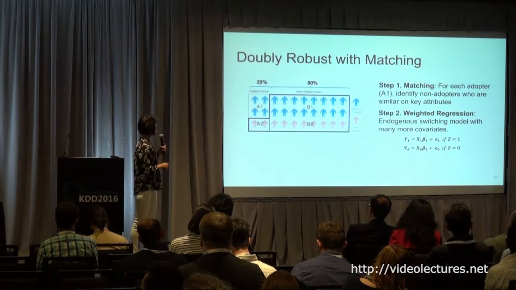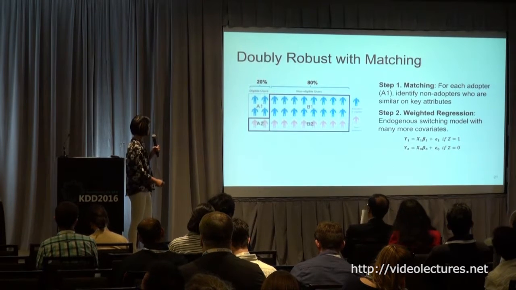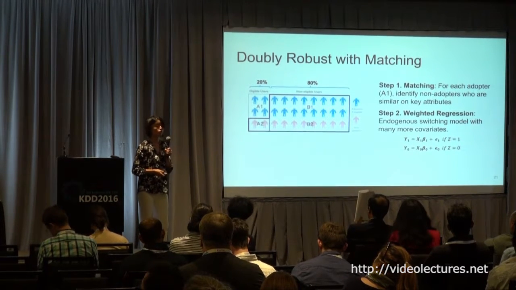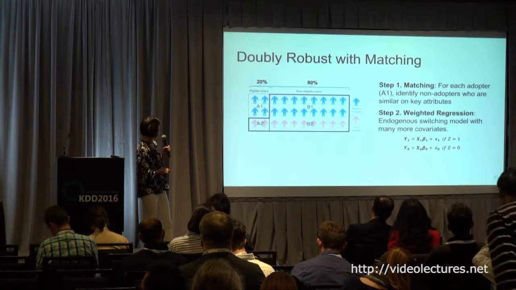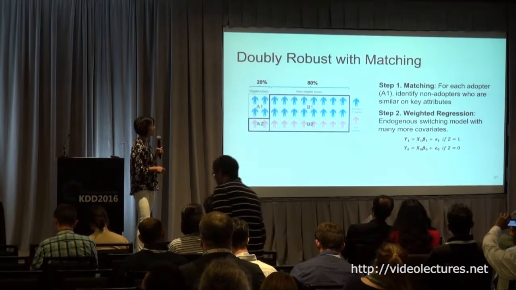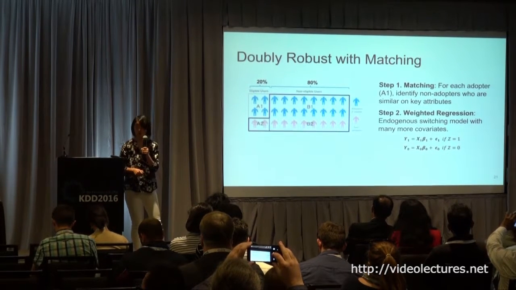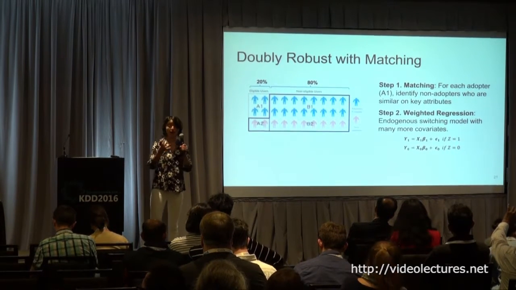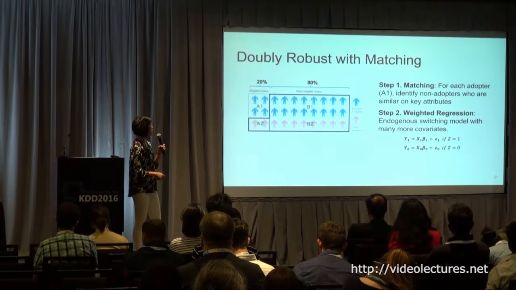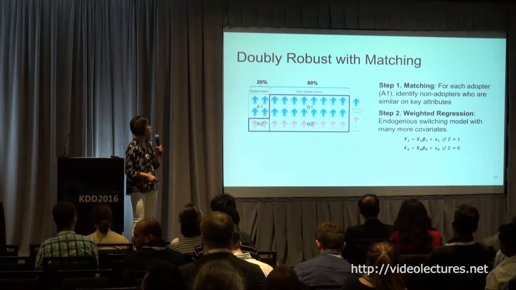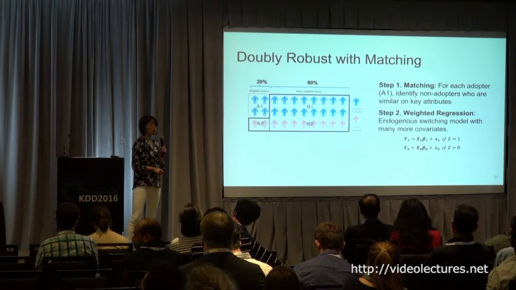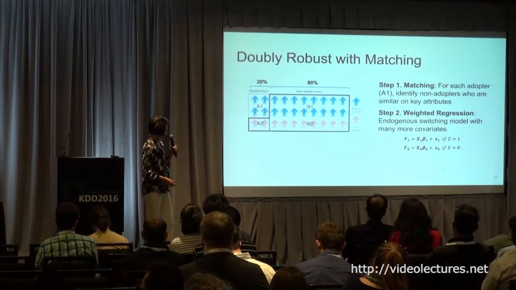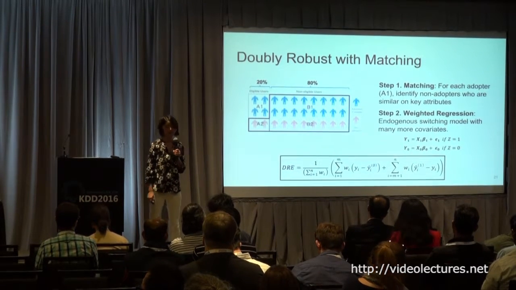This is what we call the doubly robust with matching model. It's actually very simple conceptually. Step number 1 is matching. For every adopter, let's say in A1, we try to identify non-adopters who are very similar on the key attributes that we identified. Then we take these cohorts that are apple-to-apple comparisons, and we run a weighted regression. More specifically, we use the endogenous switching model with many more covariates that further correct any bias we have left. Putting everything together, this is your estimator, and we have more details in the paper.